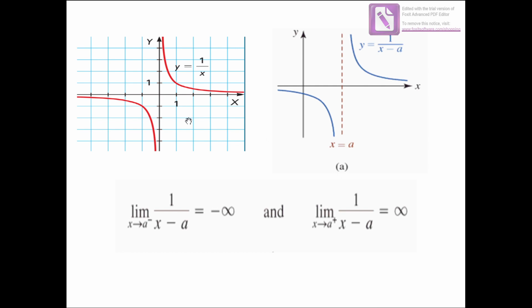If you compare the limit of this one when x approaches 0, and of this one when x approaches a, where 0 and a are vertical asymptotes, you will see they have the same result. When x approaches 0 from the right it is infinity, and when x approaches a from the right it is infinity. When x approaches 0 from the left it goes to minus infinity, and when x approaches a from the left it goes to minus infinity.